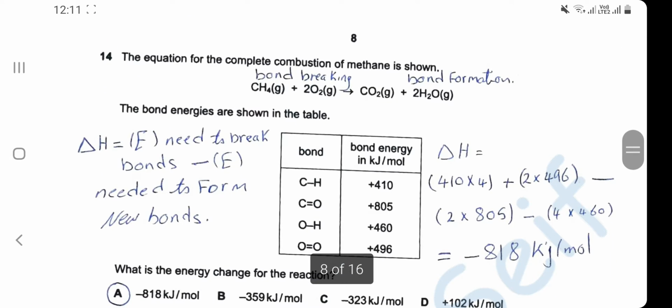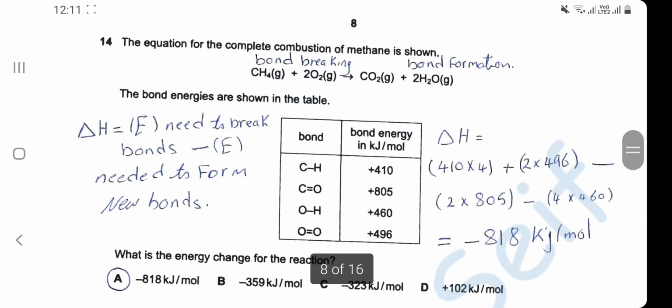Question 14. The equation for complete combustion of methane is shown. Here we need to do some calculations for the bond energy.